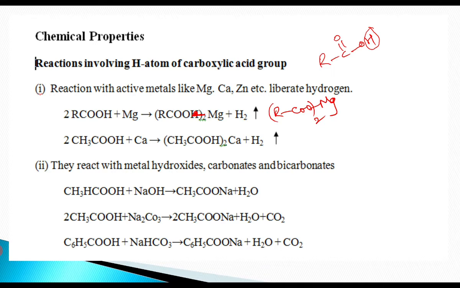plus 1 cations. And here also we have the same example with calcium metal, where calcium is also in the +2 state. Therefore, take 2 molecules of acetic acid. So, when calcium is reacted with 2 molecules of acetic acid, calcium acetate is obtained, that is (CH3COO)2Ca. See, the hydrogen is wrongly printed here. The hydrogen is replaced by calcium and H2 gas is liberated.